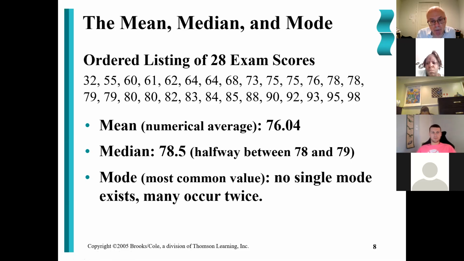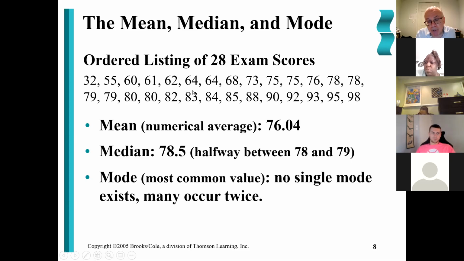The mode is the most common value in the data set. It's the most frequent common value. Now, there's no single mode in this case here, because there are many that occur twice. So if I was going to list the mode, I would list all of them that occurred twice. So for example, 64, 75, 78, 79, 80 are modes, all right, because they occur twice.